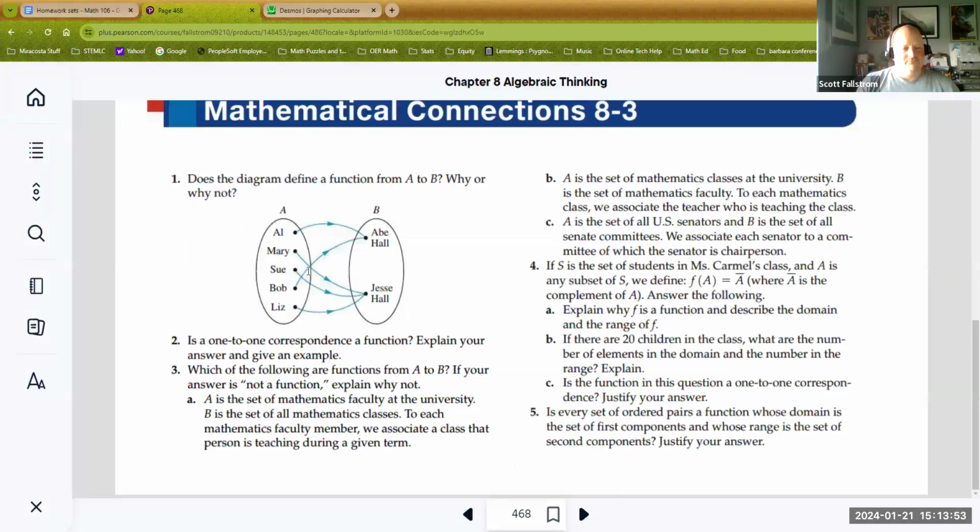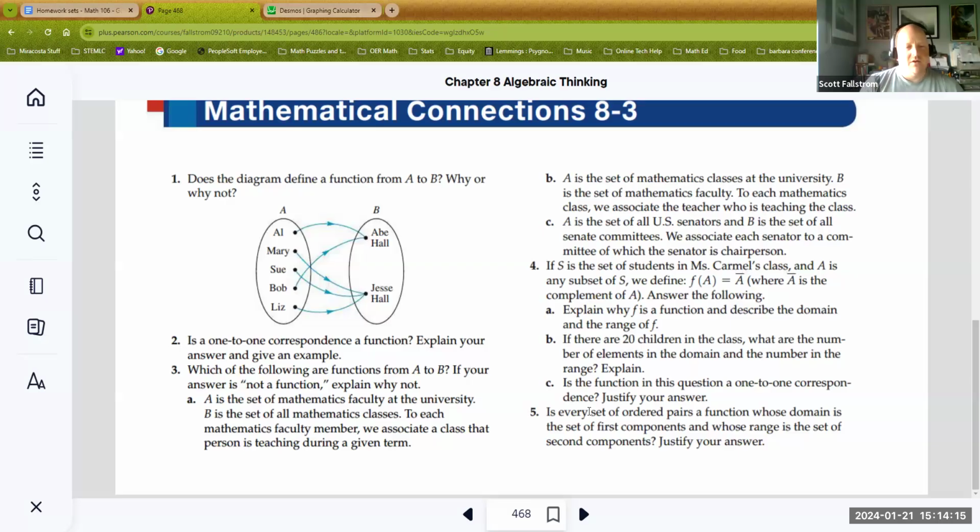Question number 3. Which of the following are functions from A to B? So again, the first one was an arrow diagram. The next one is a description. A is the set of mathematics faculty at a university. B is the set of all mathematics classes. Okay, to each mathematics faculty member, we associate a class the person is teaching during a given term.